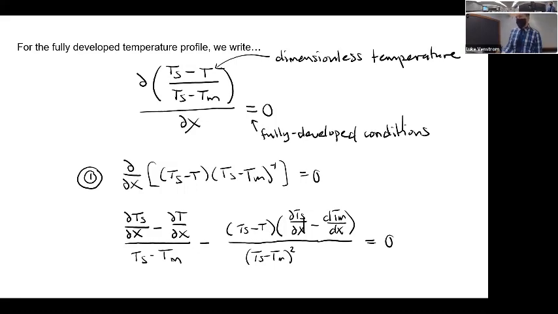And because I have a Ts minus Tm in both of these, I can get rid of one of them. So I can get rid of that one and change this into a 1, right? Multiplying both sides of the equation by Ts over Tm. And now I'm going to solve this for dT dx. That's going to give me another equation.